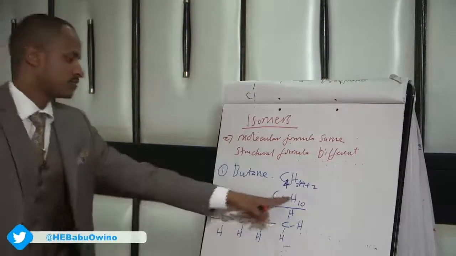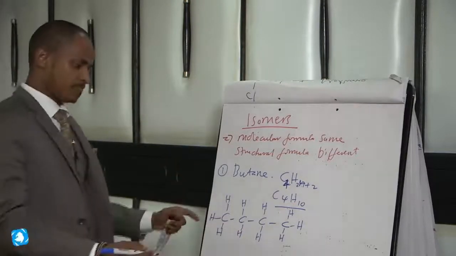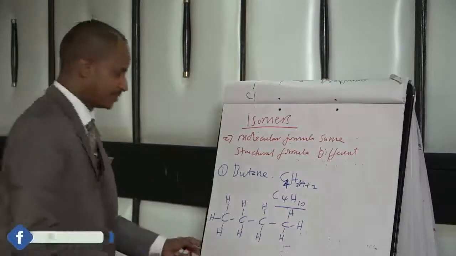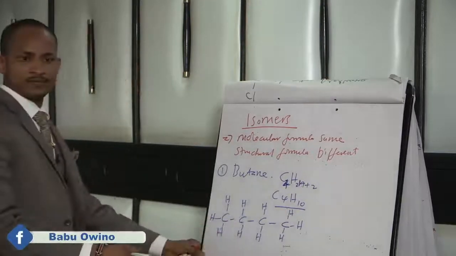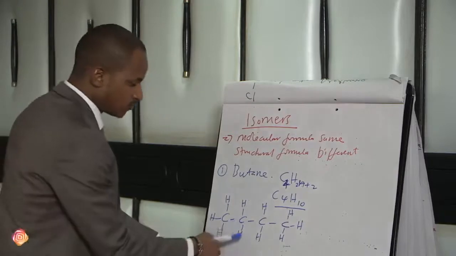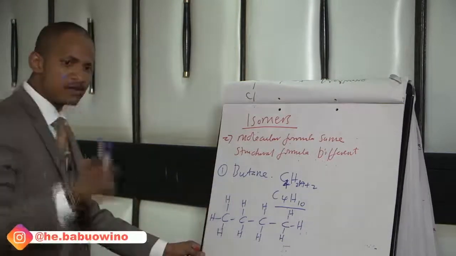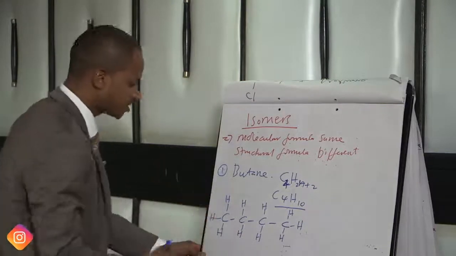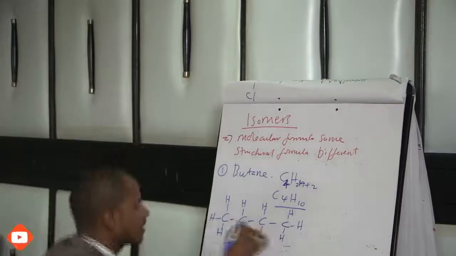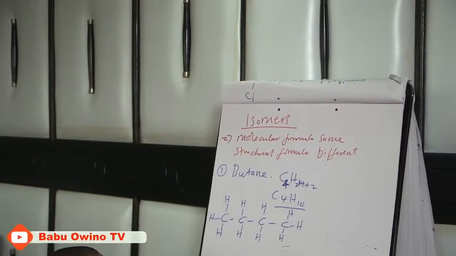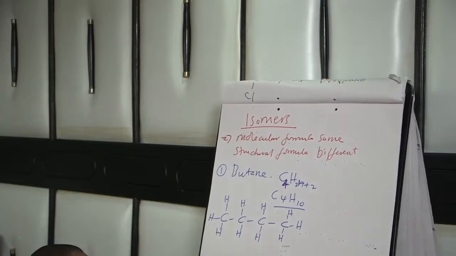So this is C4H10. Now we want to compare it with another compound with the same number of carbon atoms, same number of hydrogen atoms, but different structure. So if we reduce by 1 here, we get 3, and introduce that there.